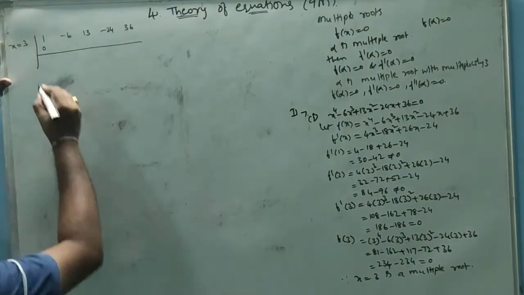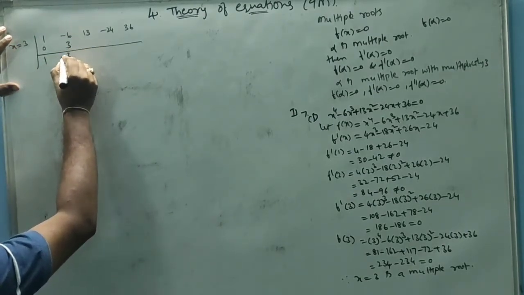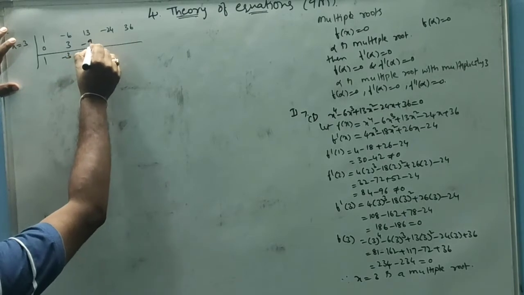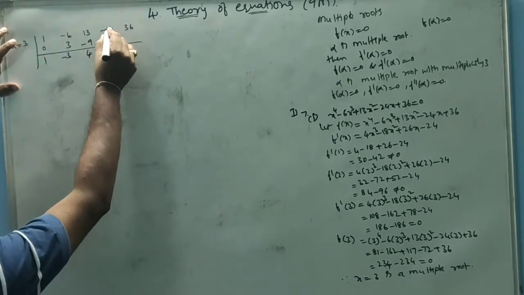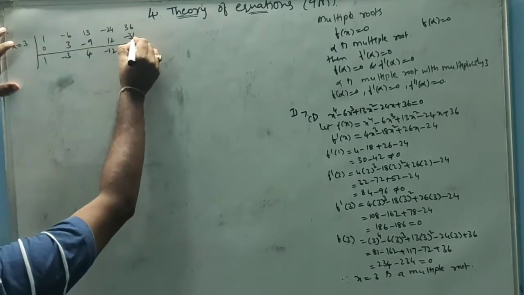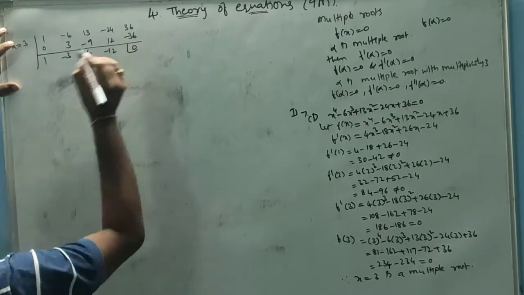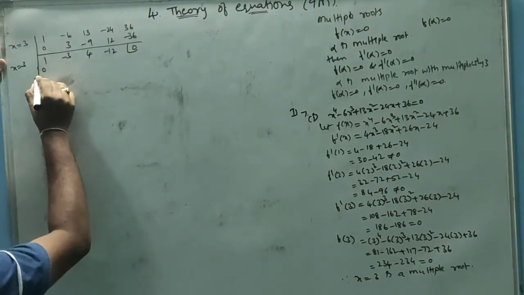1 plus 0, 1. 3 into 1, 3; minus 6 plus 3, minus 3. 3 into minus 3, minus 9. 13 minus 9, 4. 3 into 4, 12; minus 24 plus 12, minus 12. 3 into minus 12, minus 36. 36 minus 36, 0. Again x equal to 3, 0.